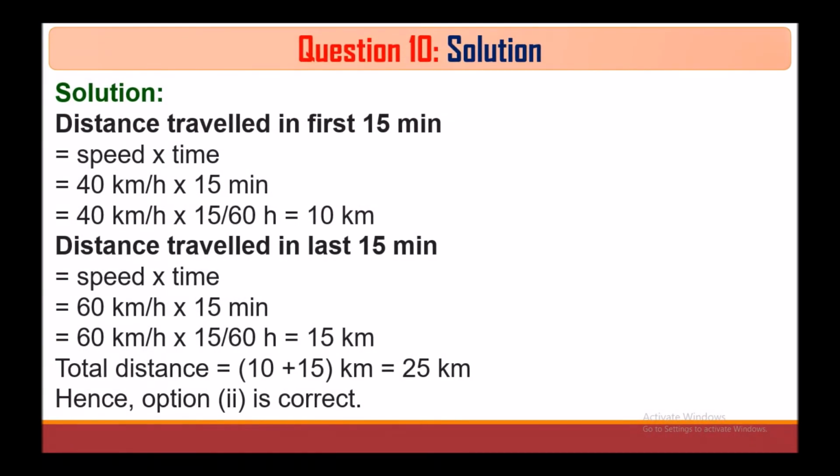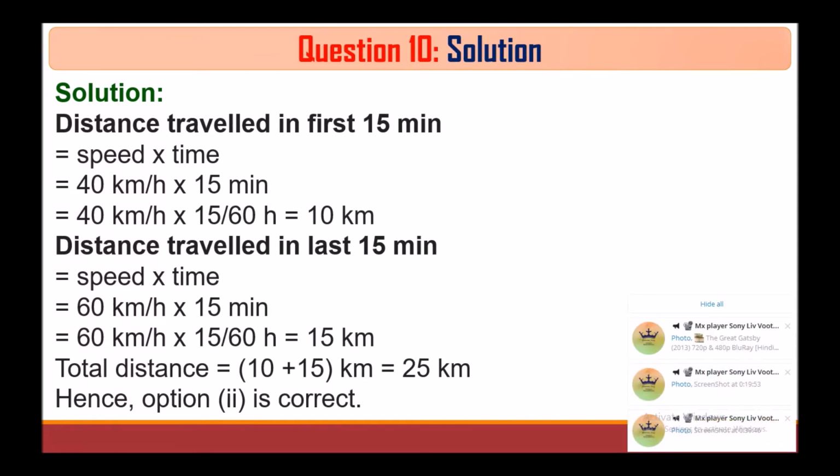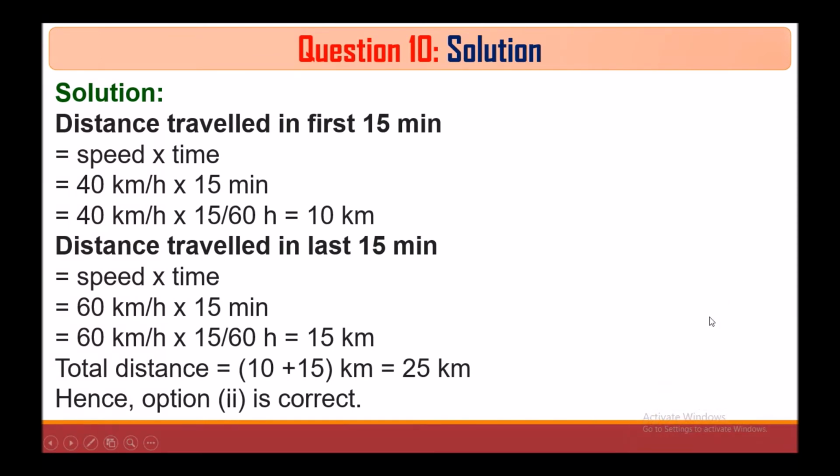So the answer: distance traveled in 15 minutes is speed into time, that is 40 km per hour into 15 minutes. So 40 km into 15 upon 60 hours, that is 10 km.